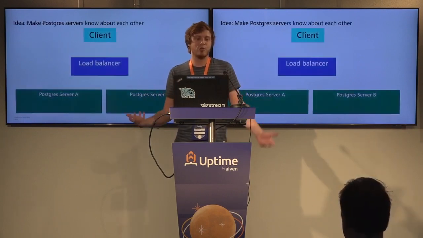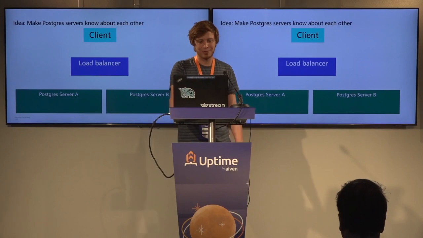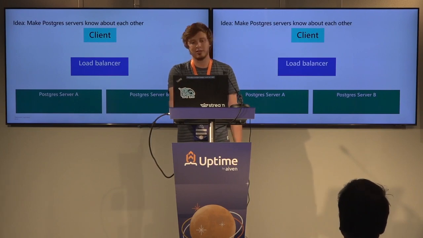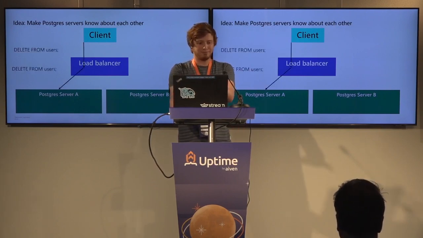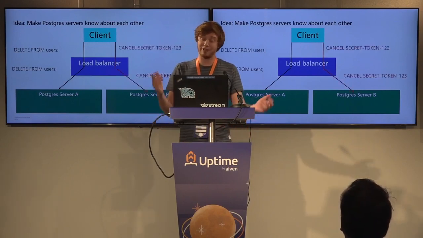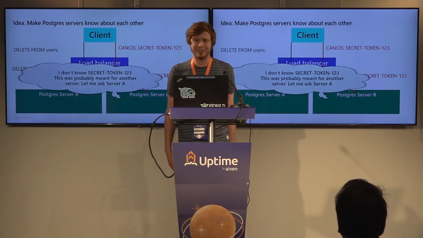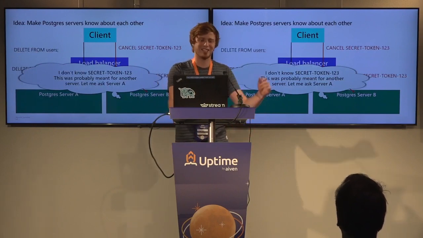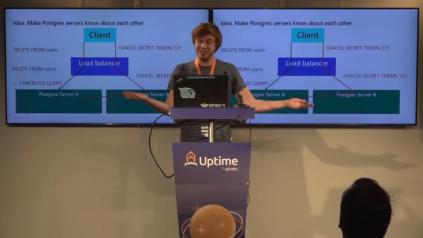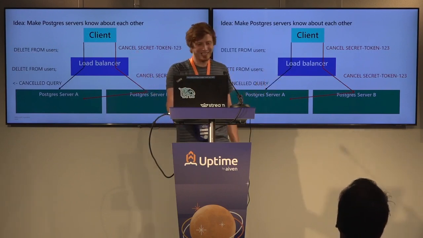I came up with an idea on how to fix this, and I made some pull requests to try to get this fixed. And the idea is to make Postgres servers know about each other. So if the query goes to server A and the cancellation goes to server B, instead of server B thinking, I don't know this, it's a hacker, it's like, I don't know this. It's probably meant for some other server. Let me just ask server A, send the cancellation there. Maybe they know what to cancel. And it sends it there, and server A is like, I know it. I will cancel your query for you. So one Ctrl+C press, and it will work, which is super nice.